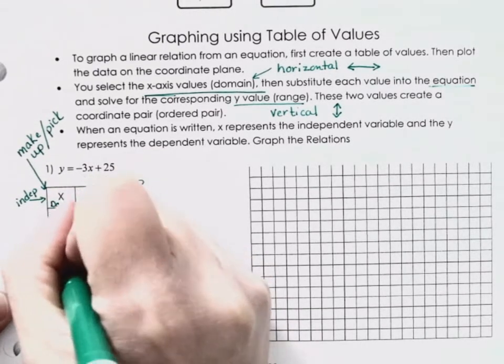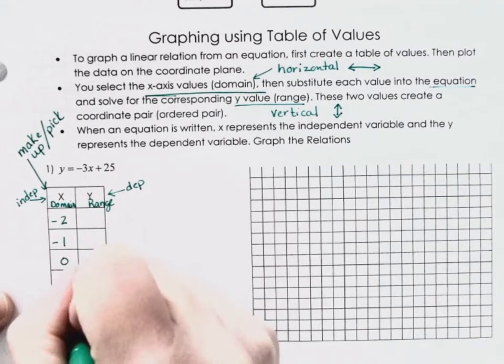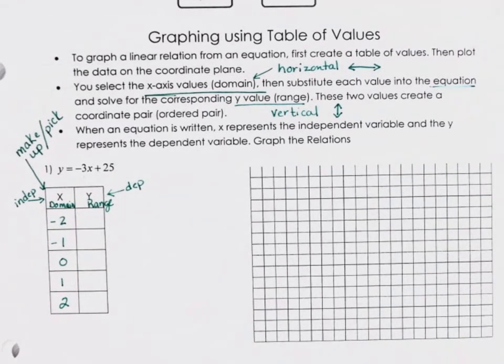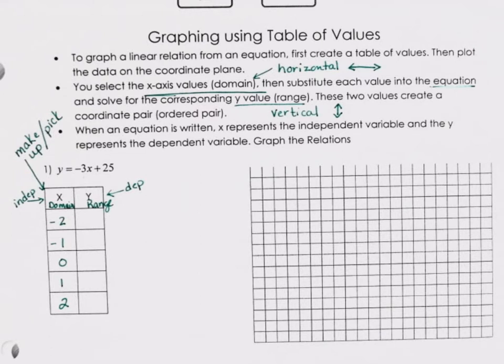I like to pick -2, -1, 0, 1, and 2. And I picked those because I've got experience with it. I picked those out of my little brain. I said, okay, I want to see what some negatives do. I want to see what some positives do. And 0 is always interesting as well.